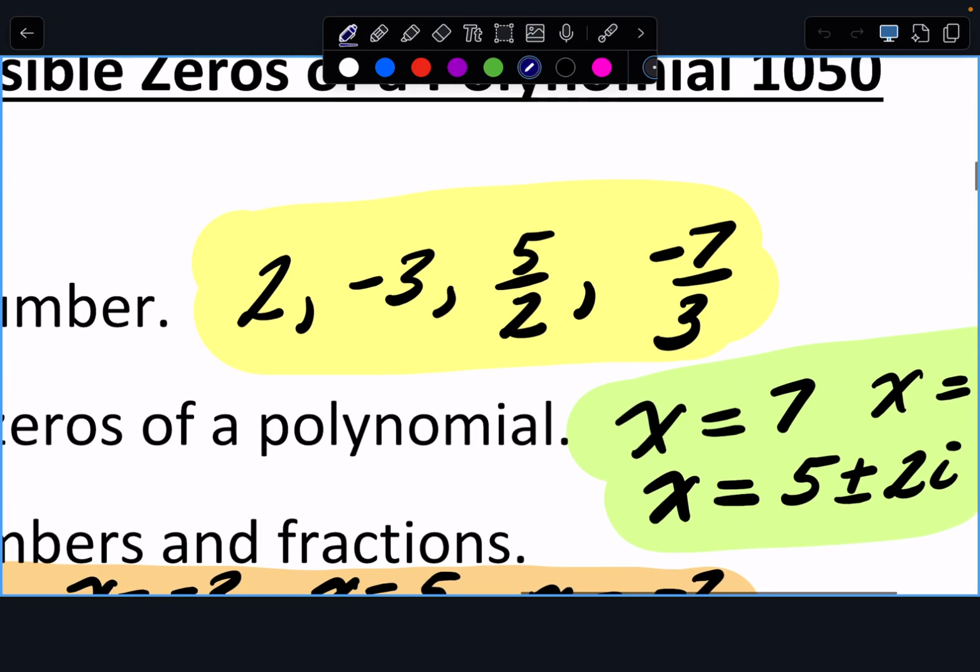So remember what the word rational means. Can be written as a whole number or fraction. I'm going to add 0 in there. Since 0 is technically 0 over 1, it's considered a rational number. Rationals are whole numbers and fractions.